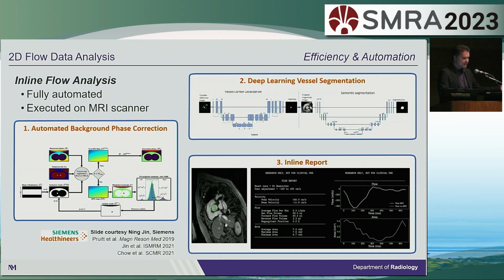You can take a step further, and this is a slide that has been shared by Ning Jing from Siemens, where this whole process of automated analysis is now moved from a software package directly to an inline process on the scanner. And that, of course, has several advantages. Here's a nice example where you can see that right after the acquisition on the scanner, there's contouring and then quantification of flow time curves. So a lot of potential there to get analysis available directly at the scanner.